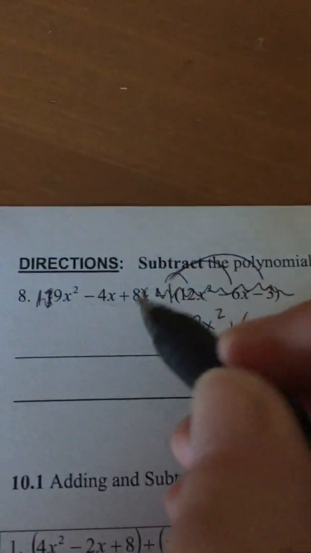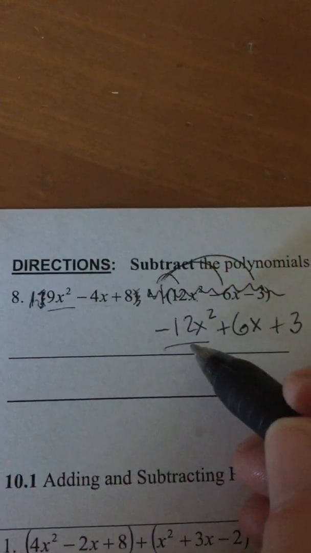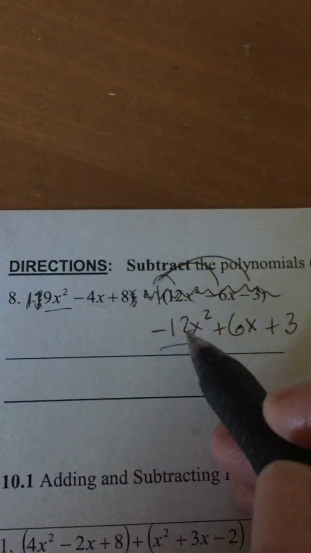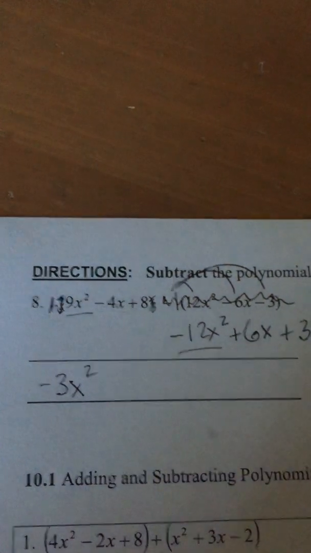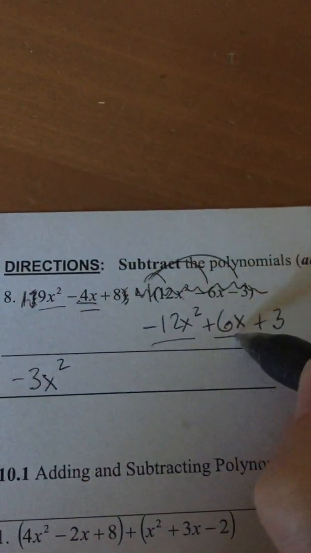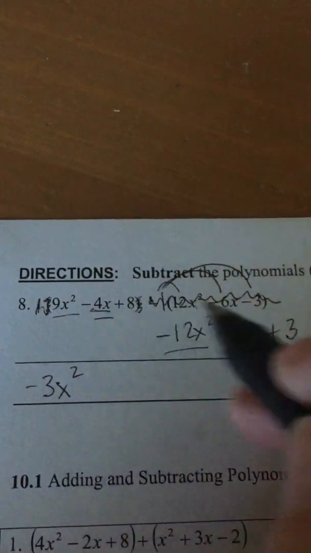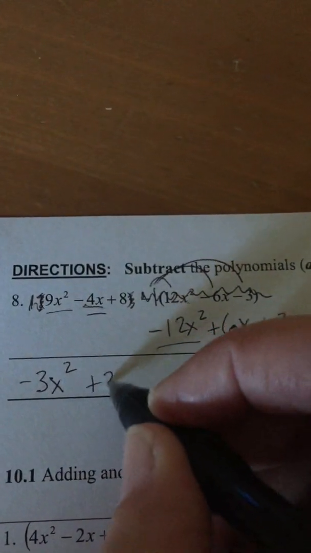So x squareds, I think, are my biggest. So I'm going to have a single line here, and x squareds are here. So that was a positive 9 and negative 12. So 9 minus 12 in the calculator will tell you negative 3. And, of course, we know the x squared stay as they are. X's, here's negative 4, and here's positive 6. So negative 4 plus 6 in the calculator, and it will tell you positive 2.